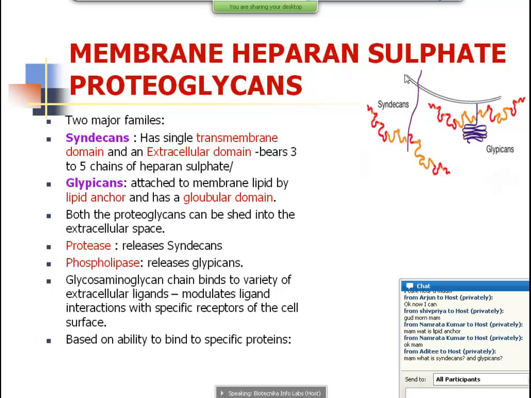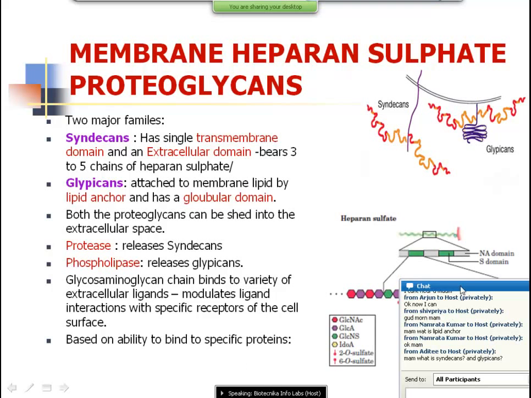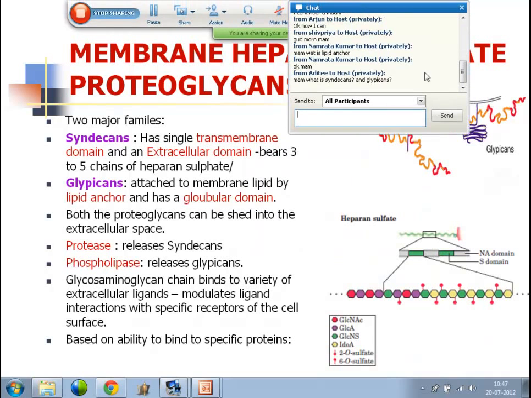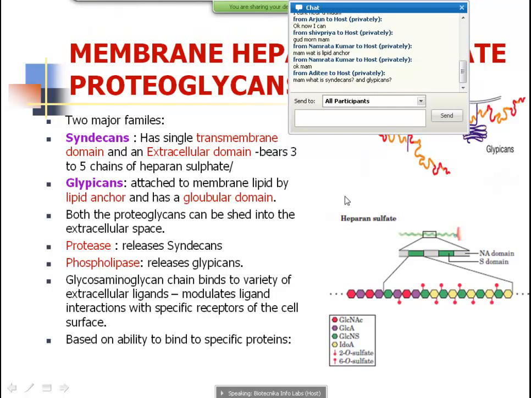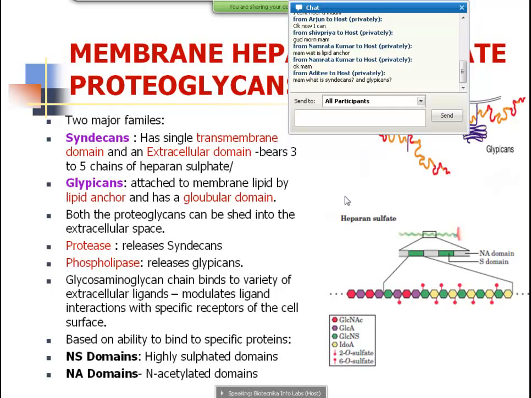When they separate out at the time of requirement of their interaction with proteins or any ligand, any molecule, they will act as receptors to bind certain protein molecules to carry out biological activities. About that, I'll be explaining now. If you look at the heparan sulfate molecule, based on the ability of binding to certain proteins, this heparan sulfate has two domains. One is the NS domain, which is a highly sulfated domain, and the other is the NA domain or N-acetyl domain.